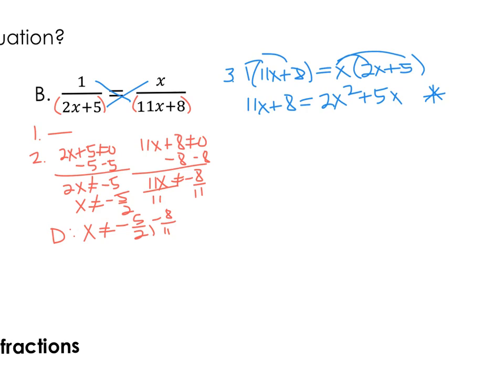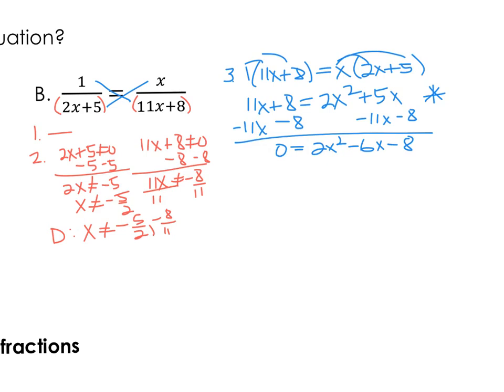At this point, we have to set it equal to 0. This isn't just a factor and try to cross things out kind of situation. This is we're trying to solve, so we need to move 11x over and the 8. If I have 0 and then 2x squared minus 6x minus 8, we have to solve this.